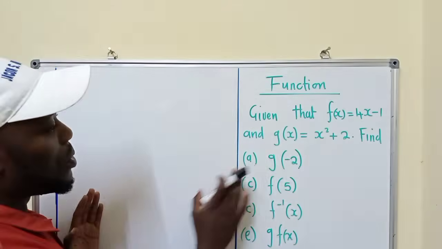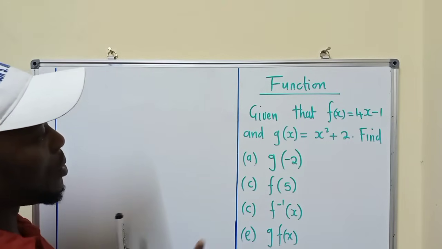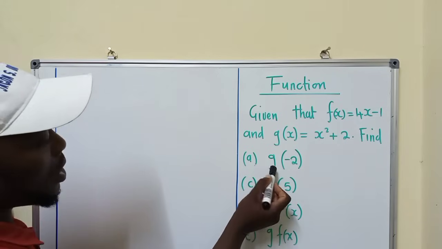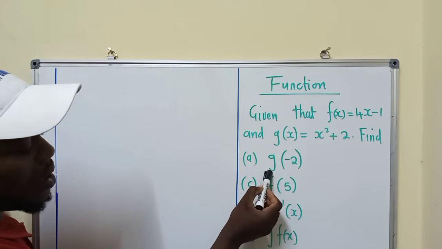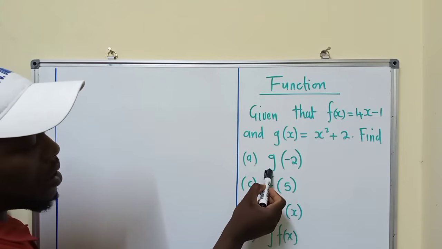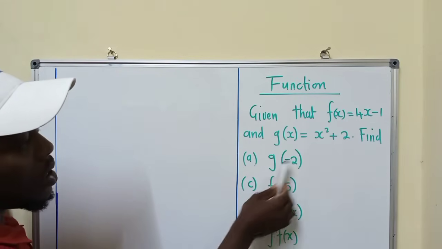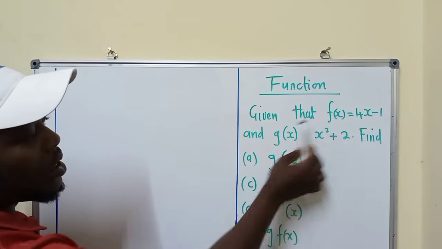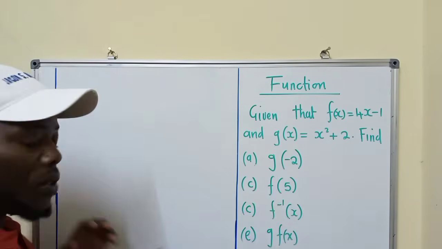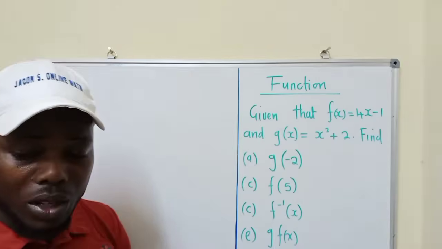So basically, what we do here is to just check. Can you see what letter this is? G. Yeah, it's G. And what letter is this? F. This one? G. It's very important to check the letters that you're working with.